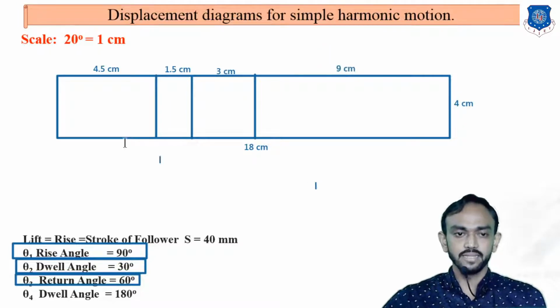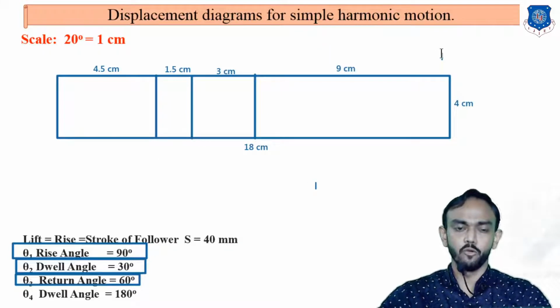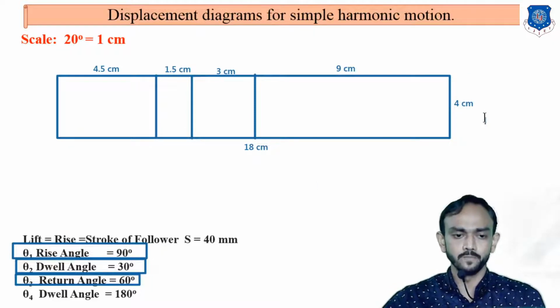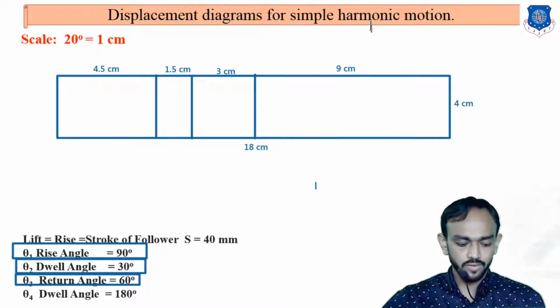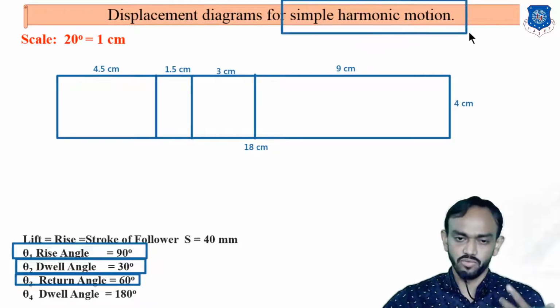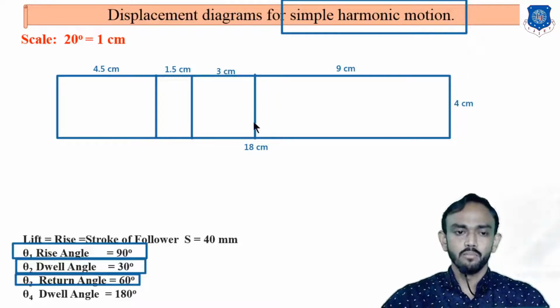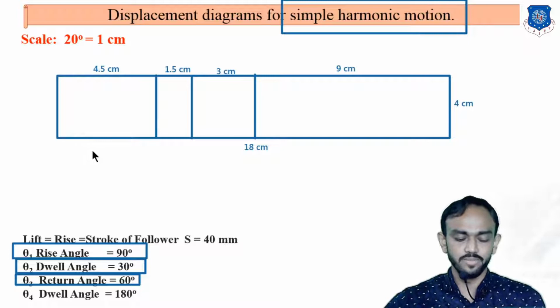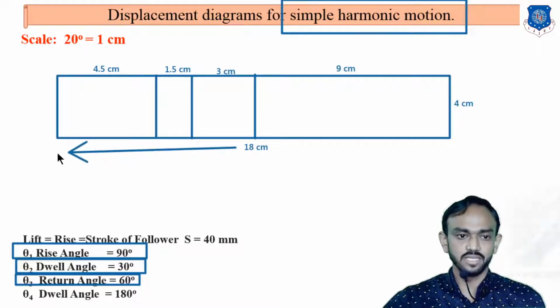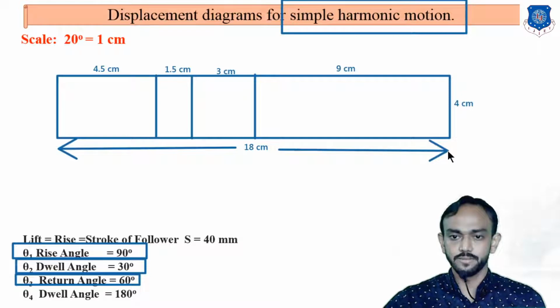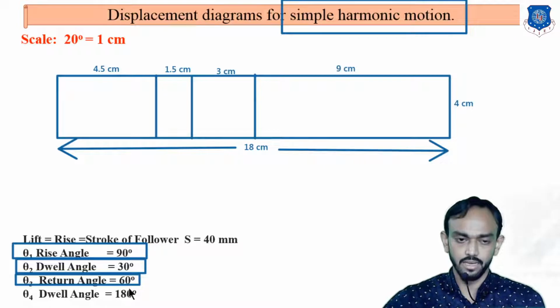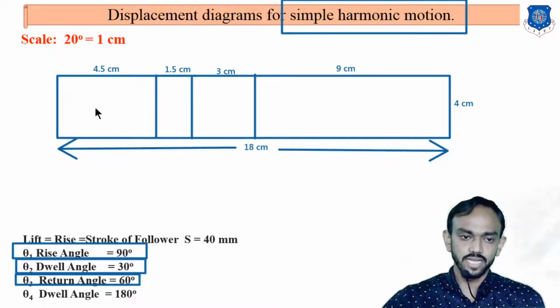After making this rectangle and dividing it into 4 parts, always remember that whatever the type of displacement diagram, uniform velocity, simple harmonic, or uniform acceleration, which we will study in next points, up to this point the procedure will be the same. 18 centimeter length, 4 centimeter height, divided into 4 divisions as per angle, then 6 divisions of rise and 6 divisions of return. This is the rise and this is the return.